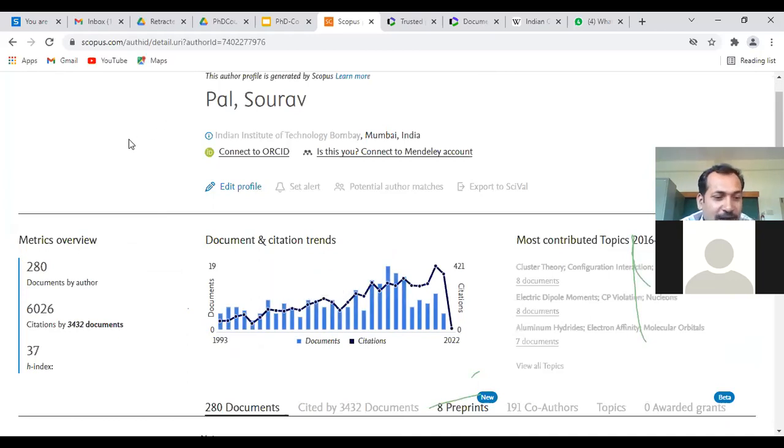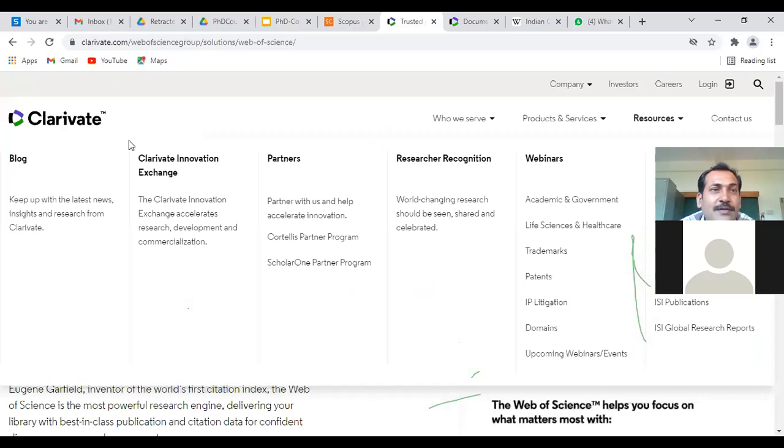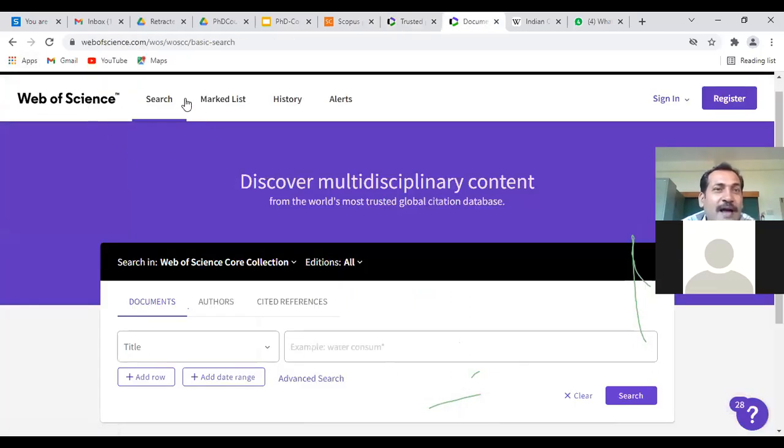If we go to another research tool, it is by the Clarivate publisher. We have the Web of Science. Similar to the Google search, if I put in Web of Science, I will be diverted to this particular web page, right?